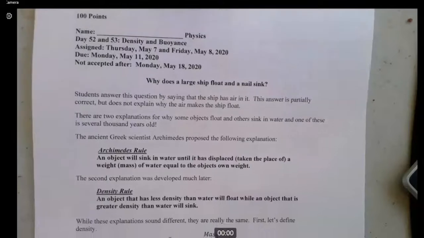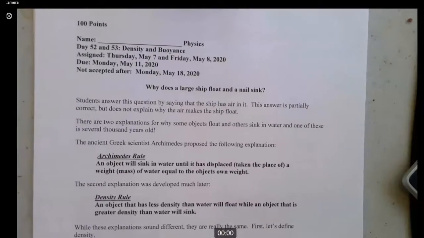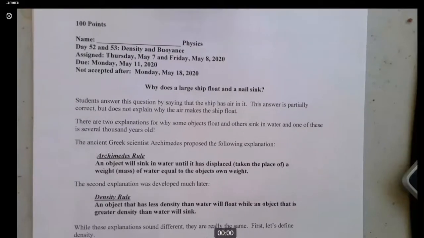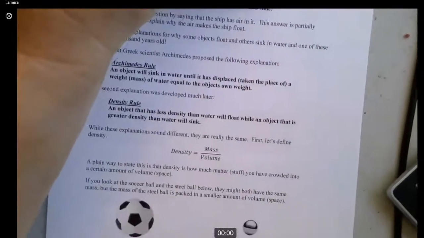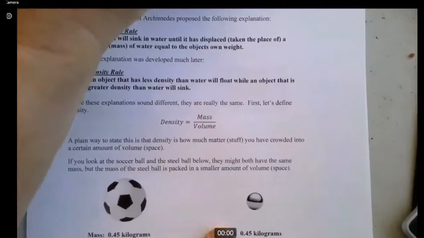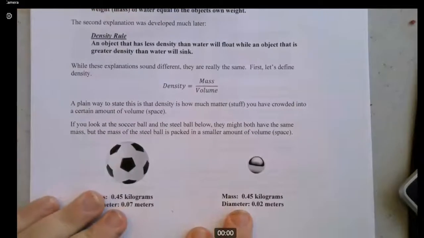The second explanation was developed at a later time, and it's the density rule. And it says that an object that has less density than water will float, while an object that has a greater density than water will sink. So, while these explanations sound different, they are really the same. First, let's define density. Density is mass divided by volume.